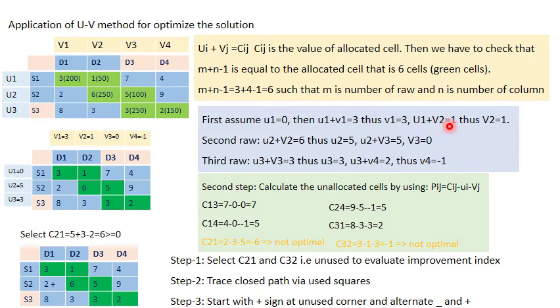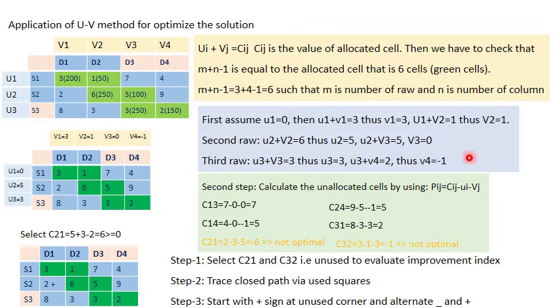So U1 is 0, so V2 is 1. And in the second row, the second allocated cell, U2 plus V2, that is this one, 6. V2 is 1, so U2 becomes 5 because V2 here is 1. And the same is true for all the cells.